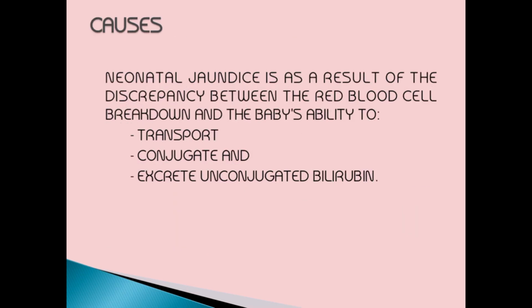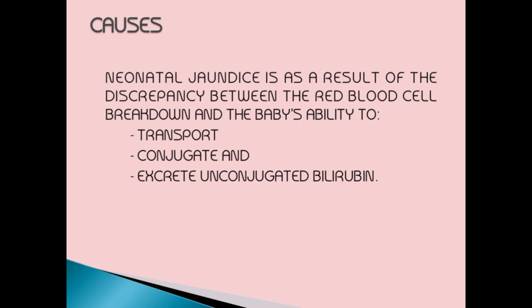So now, away from the types of jaundice, we talk about the causes of jaundice. The causes of jaundice are going to be outlined in 3 stages, and we are supposed to know them in this way, which will be easy for you to understand. So let's look at this. Neonatal jaundice is a result of the discrepancy between the red blood cell breakdown and the baby's ability to transport, conjugate, and excrete the unconjugated bilirubin.